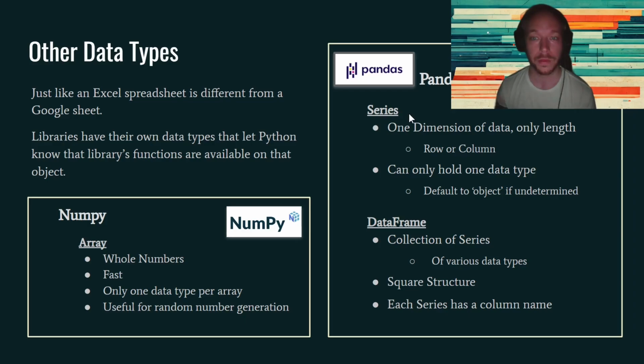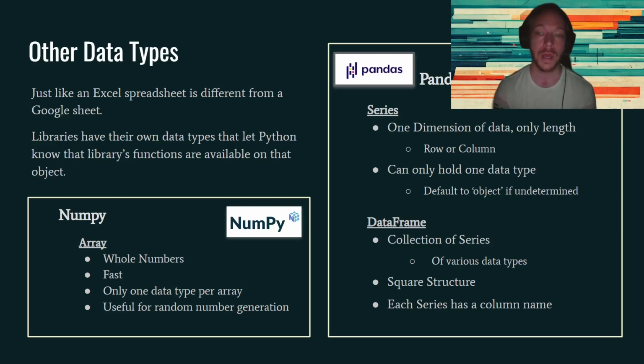In pandas, we have two main data types that we work with. One is a series, and it's one-dimensional, so either one row. Usually, it's good to think of it like one column, and one series can only hold one data type. So if it's undetermined, it'd be set as an object, which is basically a string. So it's not really sure, so just classify it as a string.